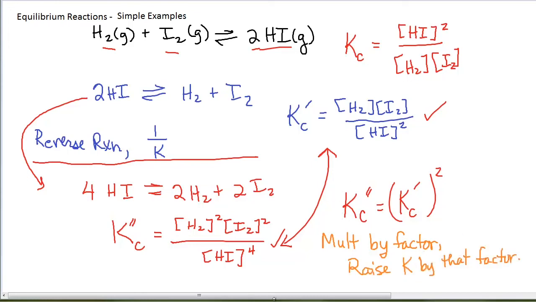If I have to multiply an equilibrium reaction by 3 for whatever reason, then the new equilibrium constant is the old one cubed. If I have to take all of my coefficients in half, then my new equilibrium constant is the old equilibrium constant raised to the 1/2 power, which is the square root. So we can manipulate equilibrium constants mathematically if we have to manipulate the reactions. And there will be times that we do have to manipulate the reactions.